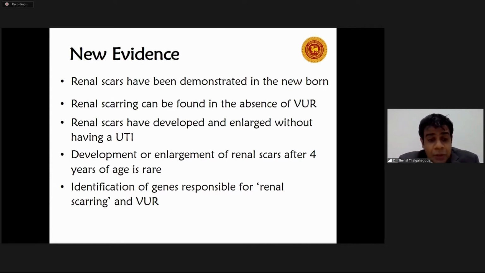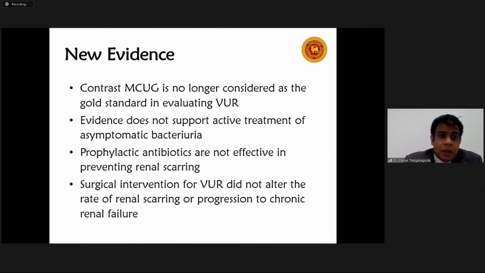It was also found that development and enlargement of scars after the age of 4 years was extremely rare. So even if you have a pyelonephritis after about 4 to 5 years, those infections do not usually cause renal scarring. So DMSA is not needed. And they've also identified genes that are responsible for renal scarring and reflux.